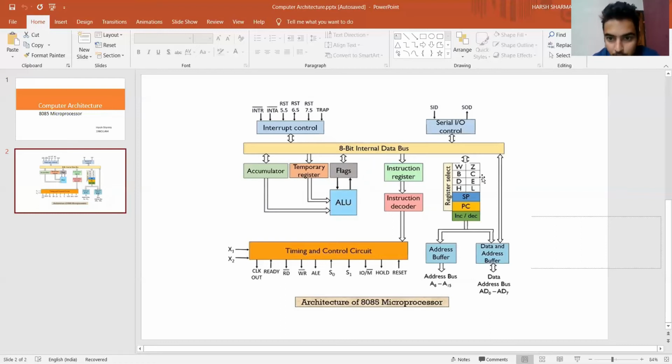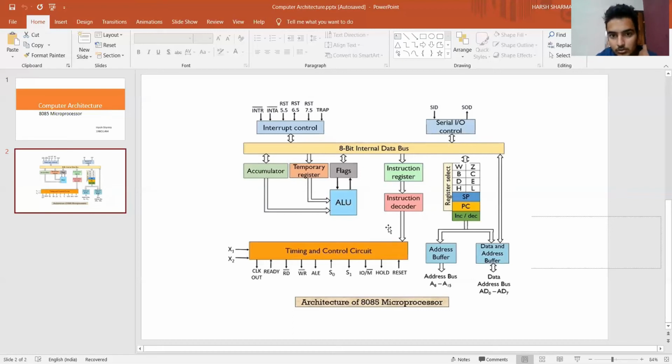Now we have general purpose registers, that is WZ, BC, DE, HL, and all these general purpose registers are friends of the developer. They use assembly language to access those registers. I told you about assembly language, that move AB, add AB, sub AB, multiply AB, that kind of language will be read by the microprocessor.